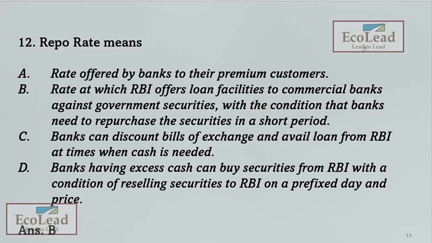Yes, the right answer is option B. The rate at which RBI offers loan. RBI basically offers loan to the commercial banks, and commercial banks, if they need the cash, they can take the loan from the RBI. But here one thing you always remember, that the securities, government securities are required to take that loan, for the case of repo rate. So option B is the right option or our answer. Let us move to the next question.